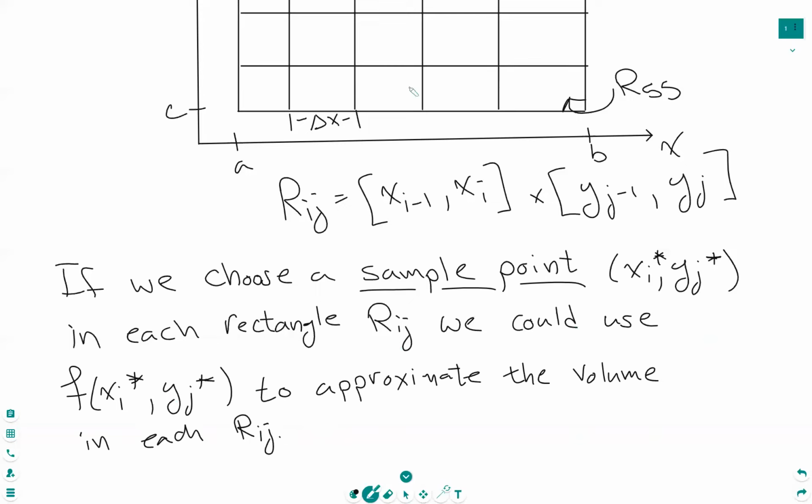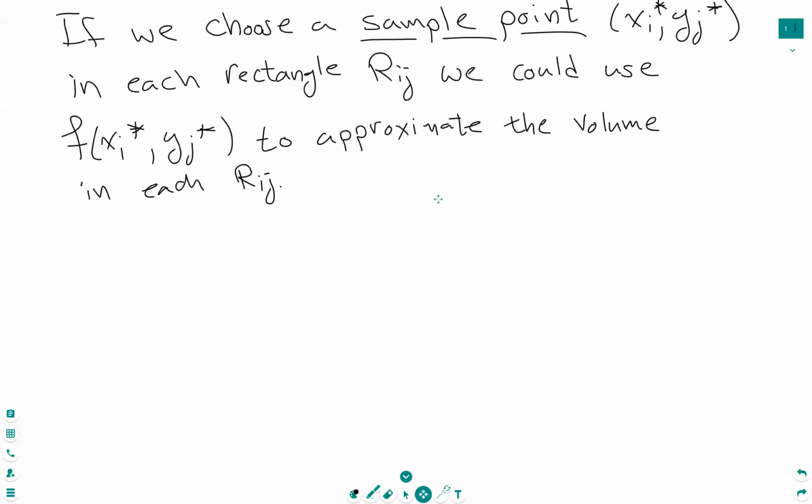So going back up to our plot here, maybe for all of the rectangles I choose the very center of the rectangle, so half of x and half of y. And then I plug this point into my function f, and that gives me the height of the surface at this location. I can use that for the height of the whole rectangle, so we can draw what this might look like.